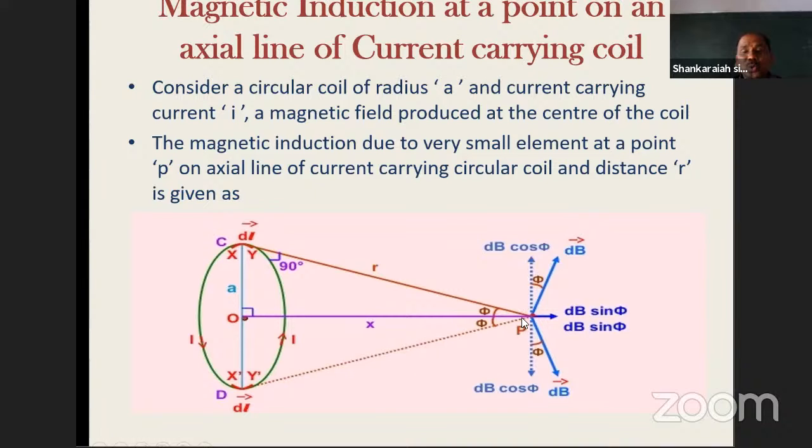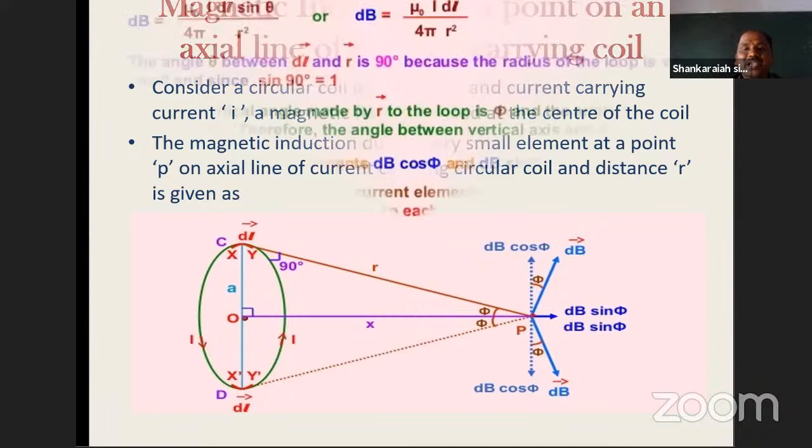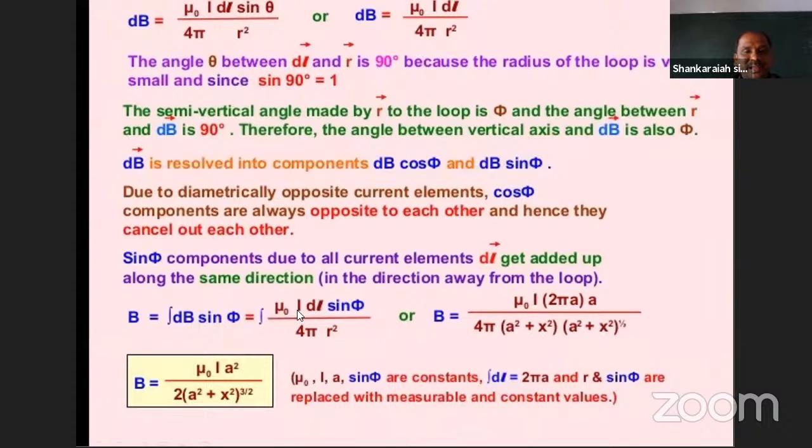Here we calculate the total magnetic induction at point P due to all elements of the coil using integration. Integration of dB is equal to integration of dB sin phi. Here B is equal to integration of dB sin phi. This total explanation is over.